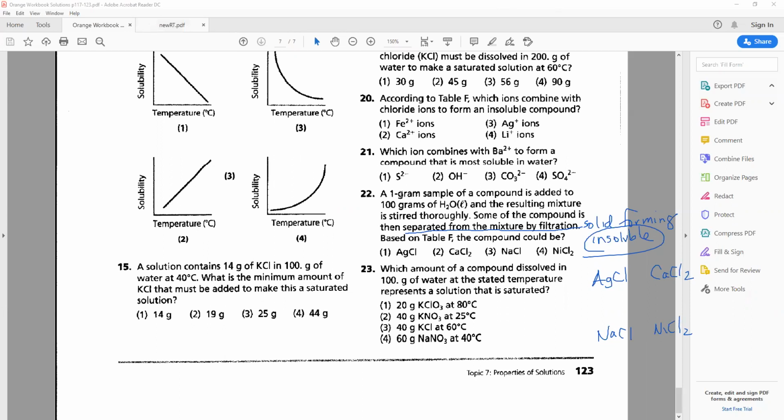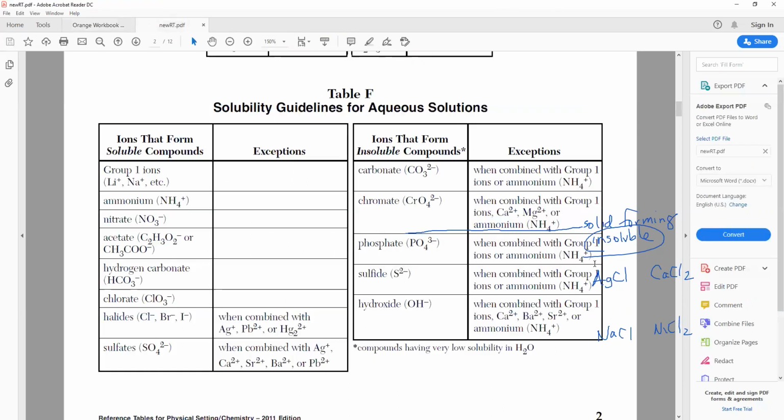Where are we going to go? We're going to go to our reference tables. So AgCl, there is my Cl, there is my Ag. Therefore, AgCl is going to be insoluble. CaCl2, there is my Cl, but Ca is not here. Therefore, it's going to be soluble. NaCl, Cl is here. Na is not over here, it's over here, so it's soluble. Here's your chloride. Nickel is not here, therefore it's soluble.